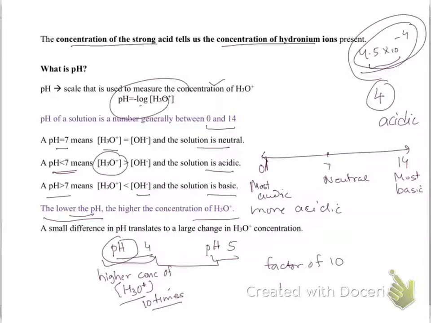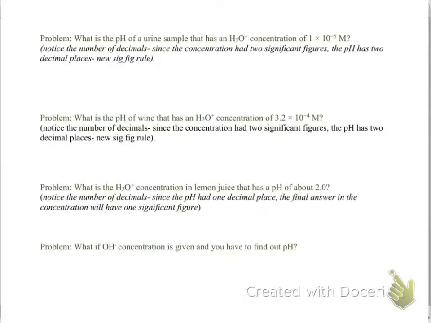So if I'm comparing pH 2 versus pH 5, which one is more acidic? The solution with pH 2. And how many more hydronium ions are present? What's the difference? 5 minus 2 is 3. That means this has 1000 times more hydronium ions compared to the solution with pH 5.